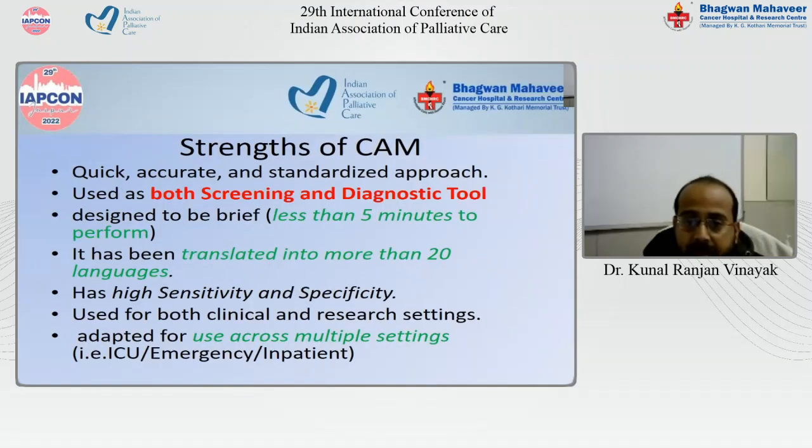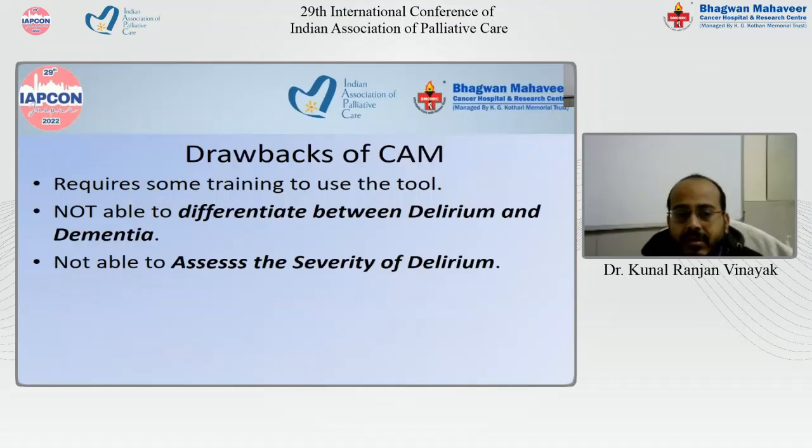Now, what are the drawbacks? Drawbacks are it requires some training to use the tool, and it is not able to differentiate between delirium and dementia, and it is not able to assess the severity of the delirium unless we use the CAM-S tool.